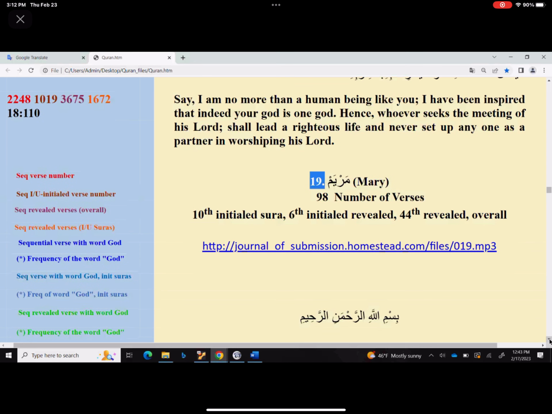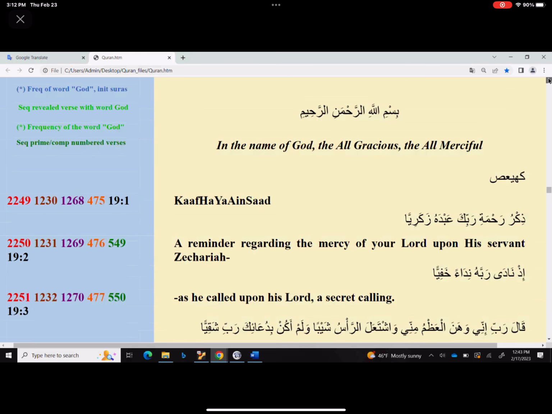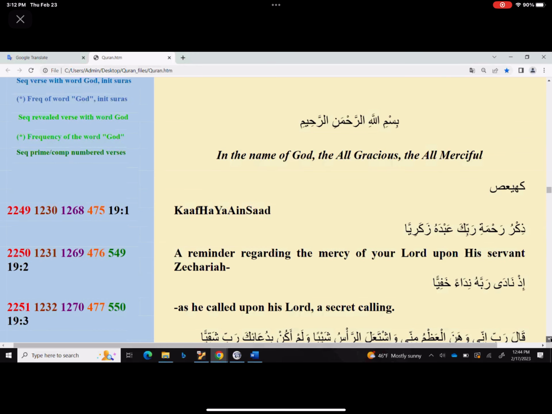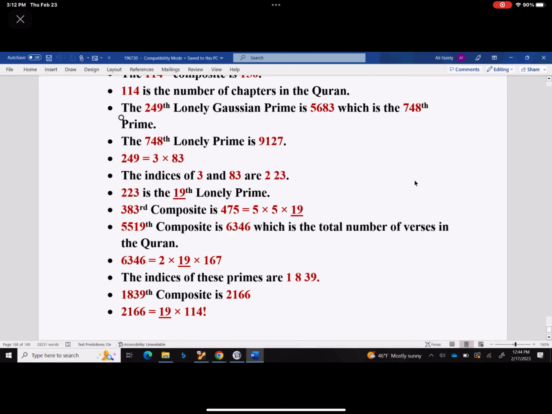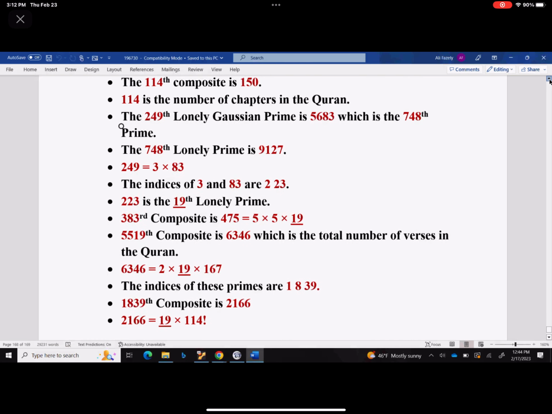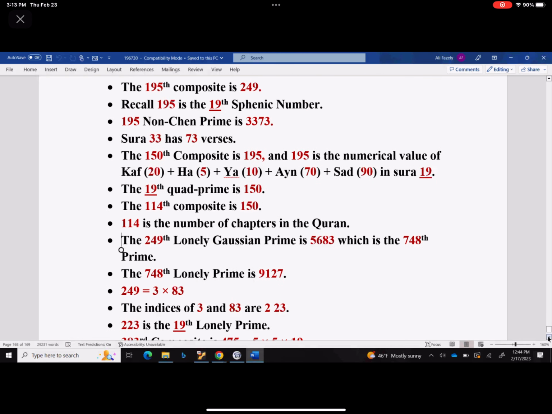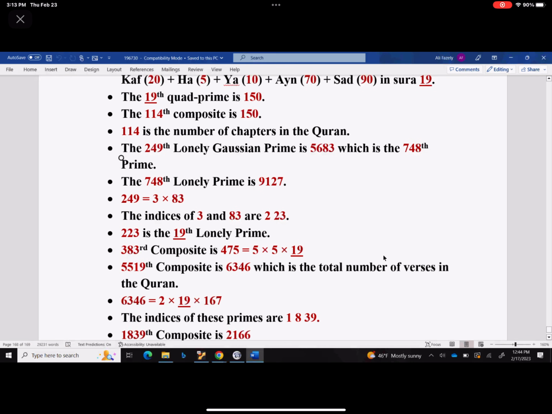See that 475, the orange one? If you go to the orange one here, it says sequential revealed versus initial or uninitial switches. There it is, 475. Kaf, Ya, Ain, Sad. And remember, in this one we also had the same thing, Kaf, Ya, Ain, Sad, which is 195. See that, right up there? There it is, 195. Kaf, Ya, Ain, Sad. That's the order of that, and that's what comes again. It comes 475, which is 5 times 5 times 19.